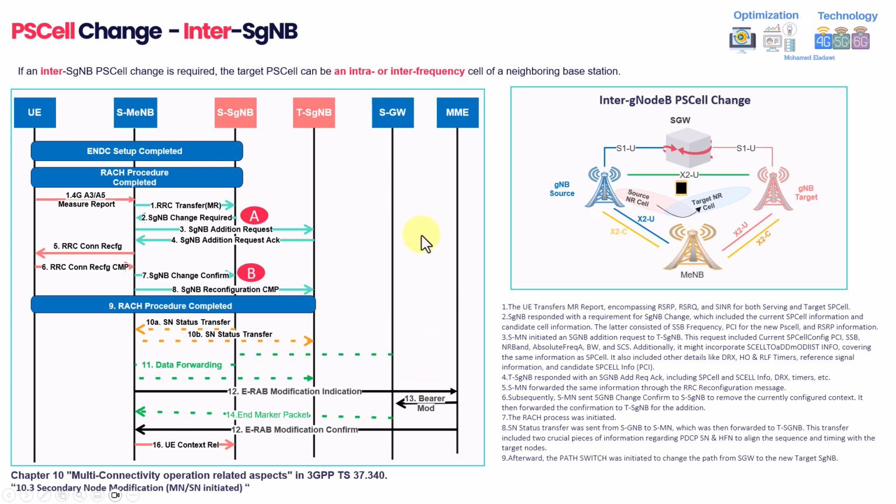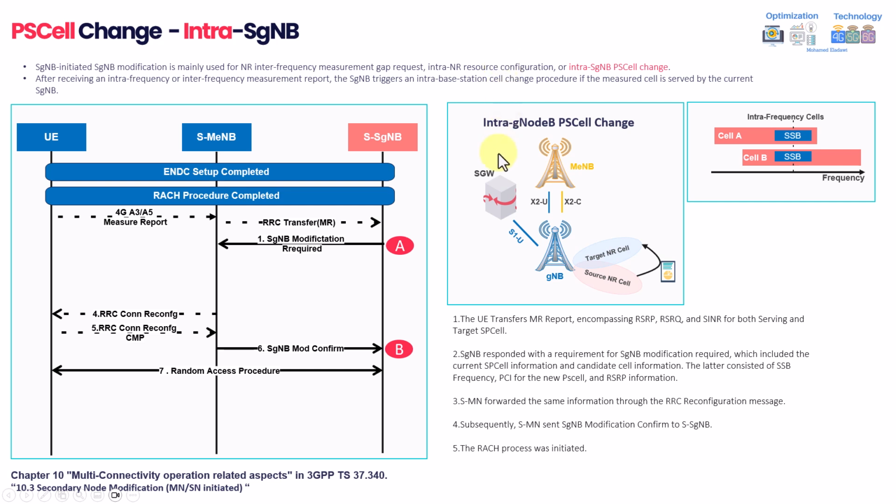We'll move now to the simpler one, which is related to the Intra-SgNB handover. It will be the next slide. As you can see now, the primary secondary cell change, but this time it's Intra-SgNB within the same site. So this is actually a very easy one. As you can see, initially the measurement reports being sent will cover exactly the same information explained before, and we will have the RRC transfer. Then we'll have this SgNB modification required. So let's open this message quickly and see what we have in this message.